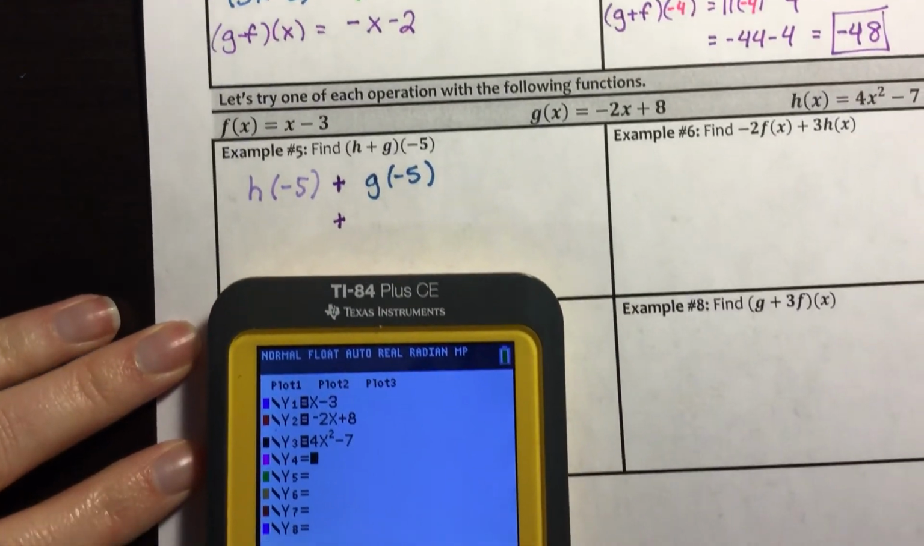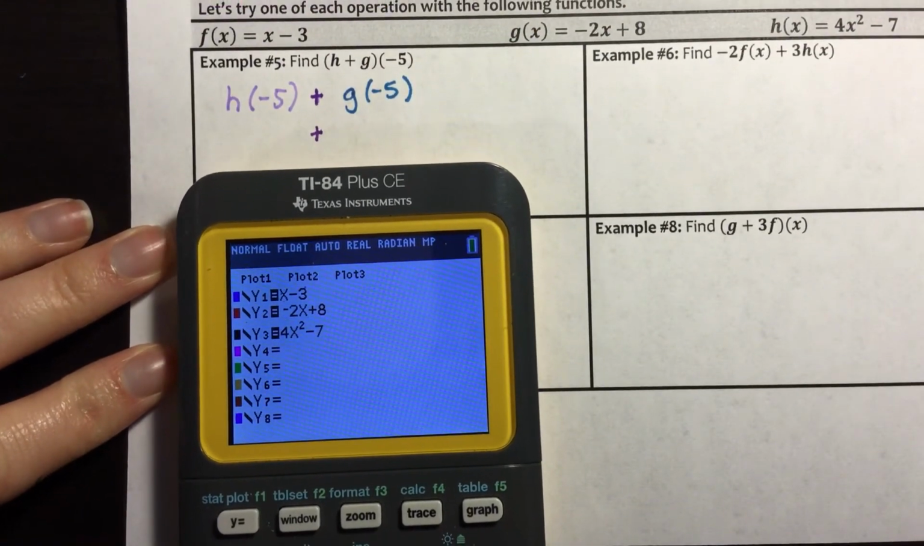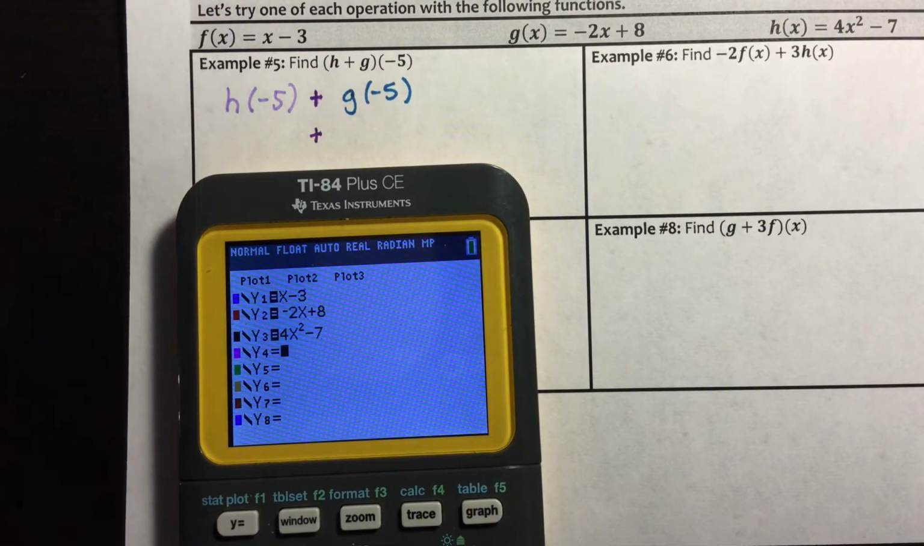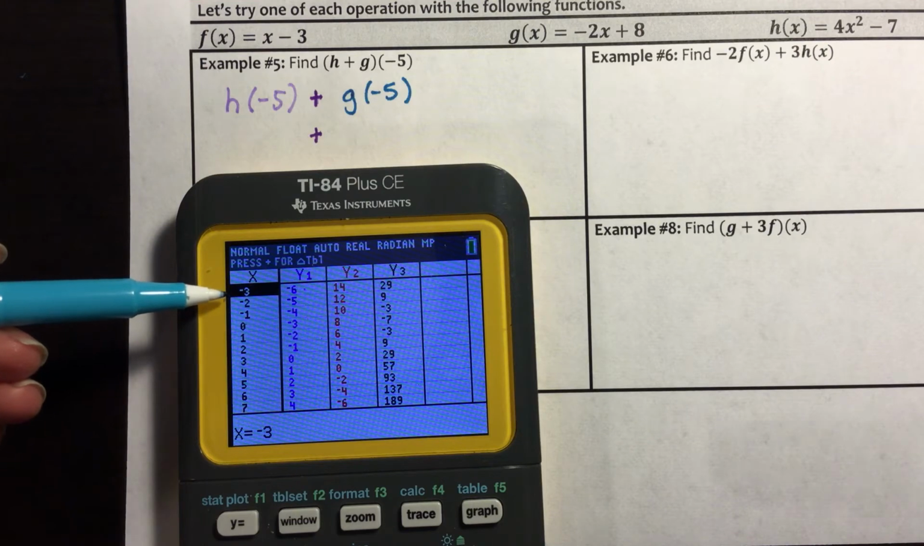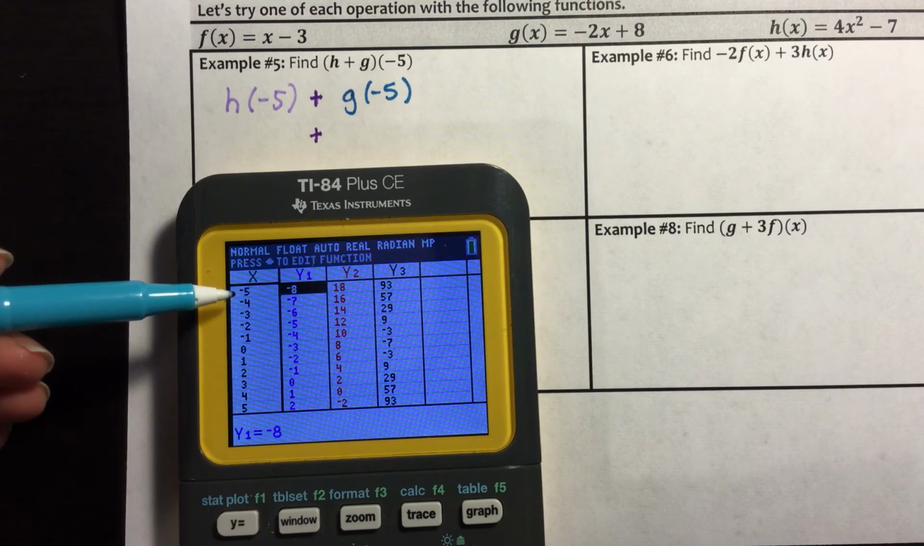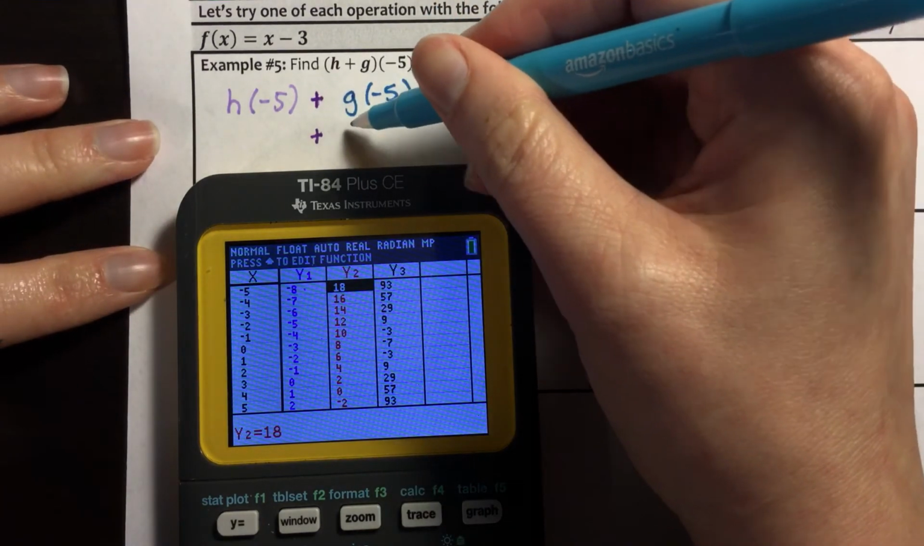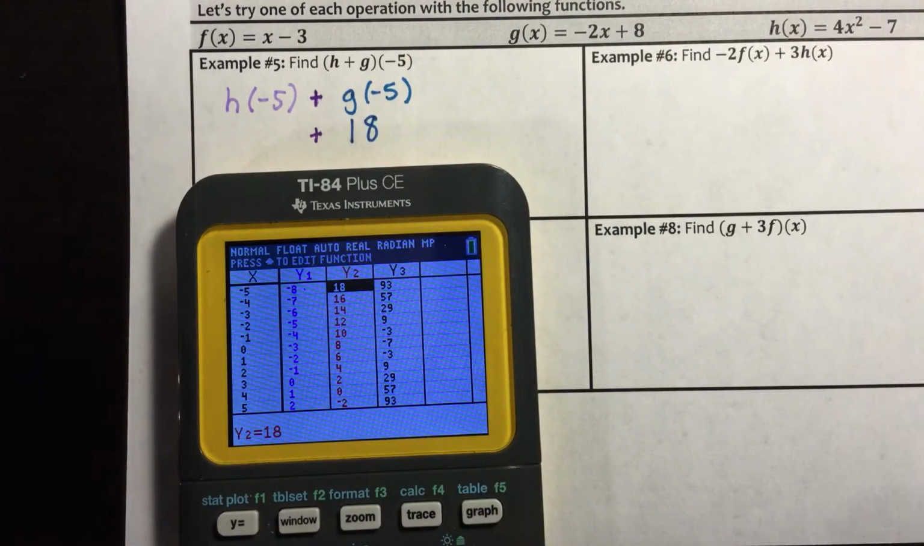Okay, h of x was my third function that I plugged in, and g of x was the second function that I plugged in. So I'm going to hit second graph to get to the table. The number we're plugging in is negative 5, and it looks like I am not quite up to negative 5 on my x's, so I'll hit up a couple of times. Okay, so if x is negative 5, f of negative 5 is negative 8. G of negative 5 is 18. Ooh, we need that one. G of negative 5 is 18. And then that third column, y3, h of negative 5 is 93.